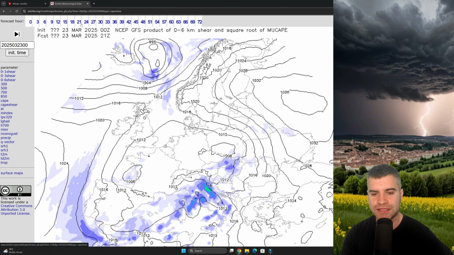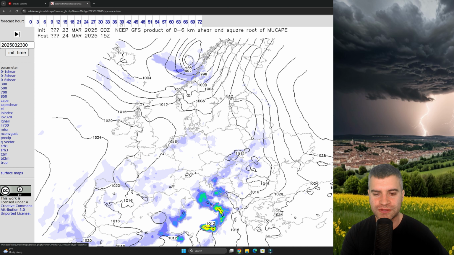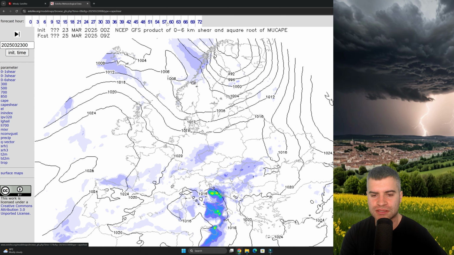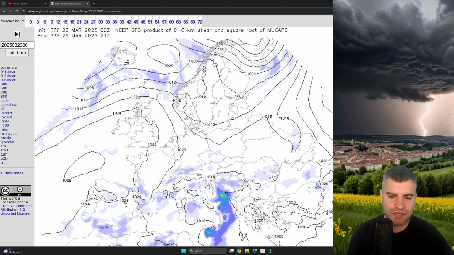And as you can see, in the upcoming days, most of the instability is going to be over southern parts of Italy. Definitely over western parts of the Balkans and southern Italy, we're going to have some convection and some thunderstorms continuing.